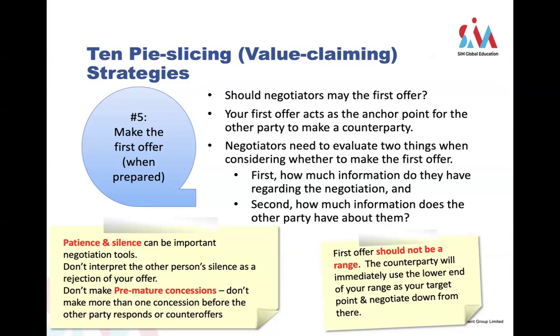Now, some things that you can consider about making the first offer. Now, the first offer should not be a range. You should not say between $80 to $100. Okay, it should not be a range because the other party will immediately use your lower range as a target point, okay, as your first offer. Now, it should not be a range. It should not be $80 to $100. It should be a fixed price at $100, okay?